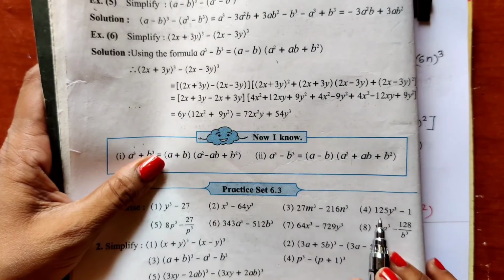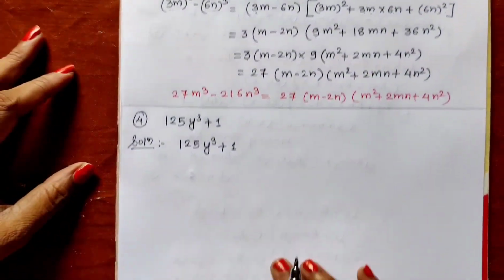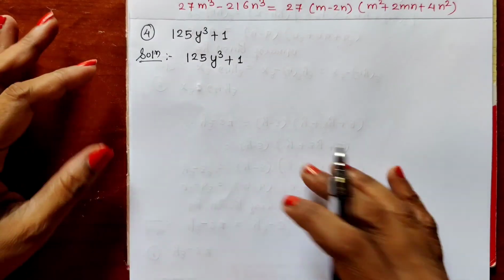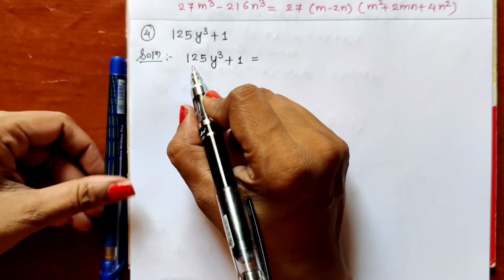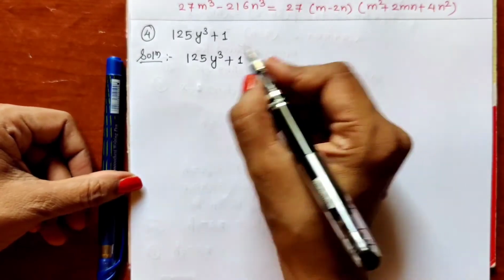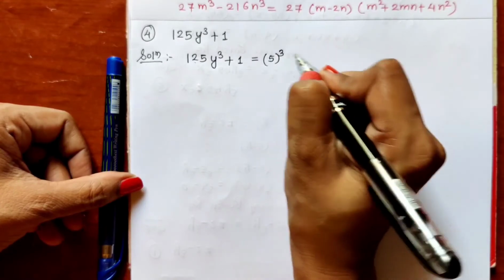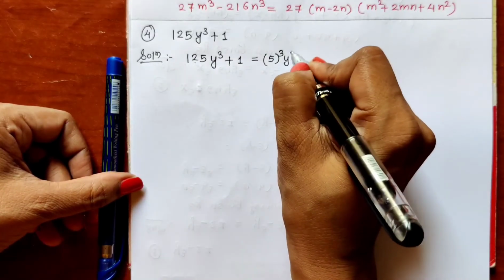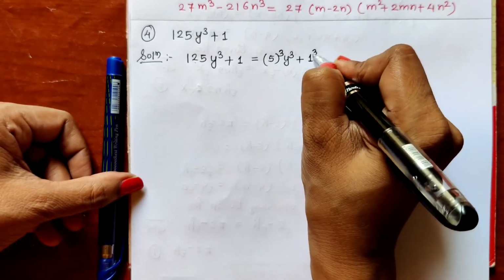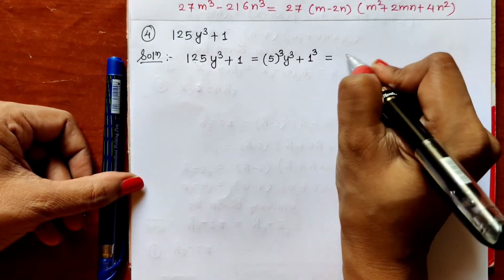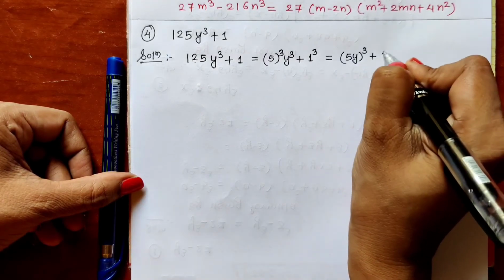Now fourth sum, 125y cube minus 1. Let us solve this. We will convert into the cube of the number. 125 is not given in cube format. So 125 is cube of 5, we all know. So it can be written as 5 cube into y cube as it is, minus 1, and 1 is cube of 1. So we can write it as 1 cube. So it can be written as 5y whole cube minus 1 cube.